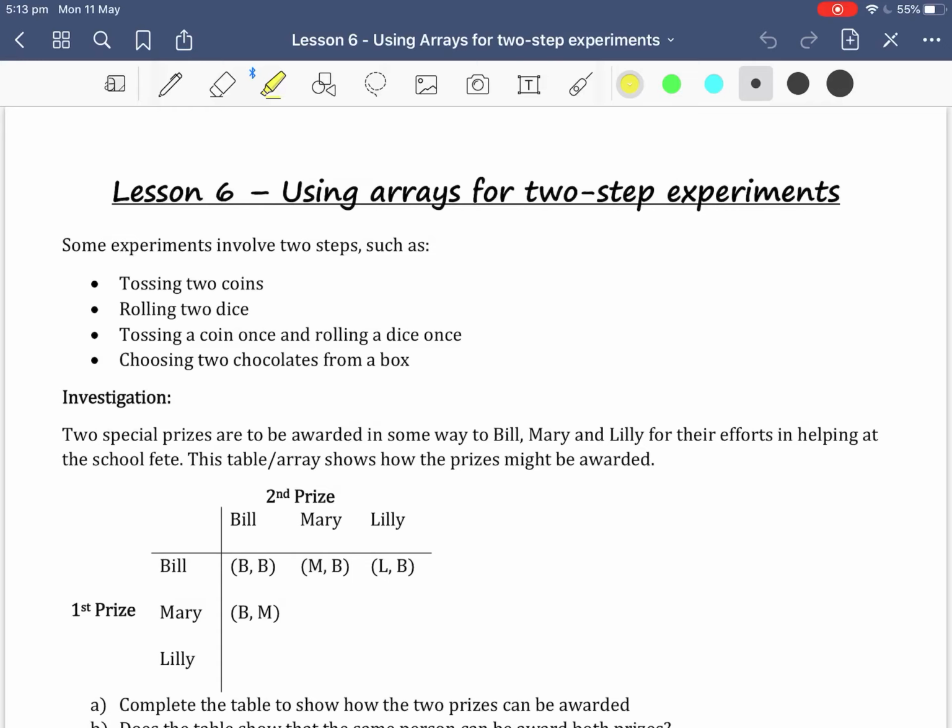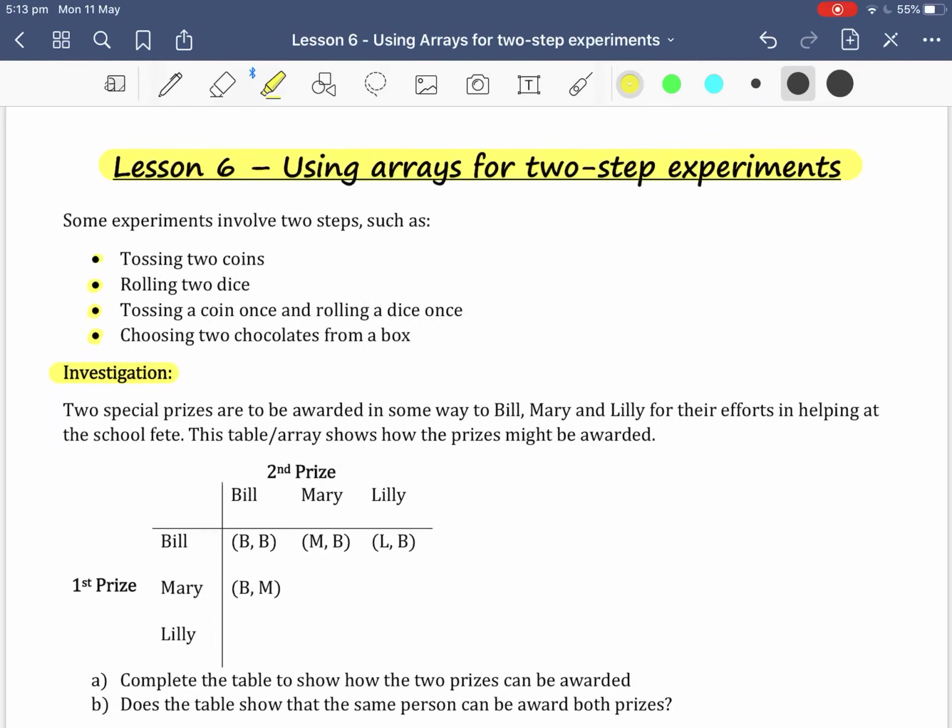Today we are continuing on with the topic of probability and we're learning about using arrays for two-step experiments. So some experiments involve two steps such as tossing two coins, rolling two dice, tossing a coin once and rolling a dice once, or choosing two chocolates from a box. Let's have a little go at investigating this.